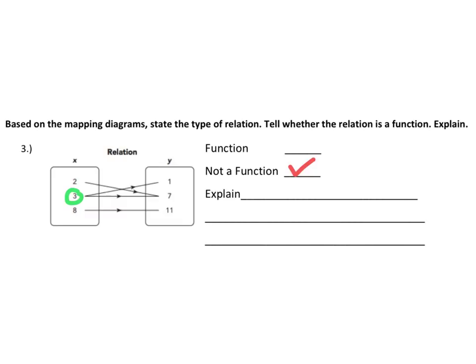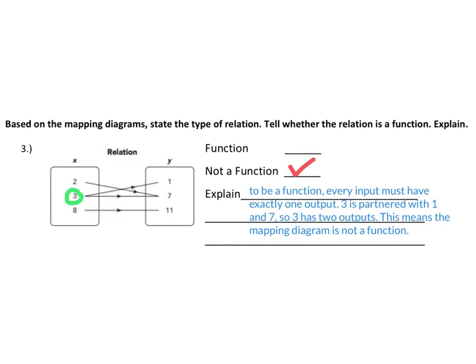So our explanation could be something that states that since the number 3 has 2 outputs, it is not a function. To be a function, every input has to have exactly 1 output. So I typed up this response. To be a function, every input must have exactly 1 output. 3 is partnered with 1 and 7. So 3 has 2 outputs. This means the mapping diagram is not a function.